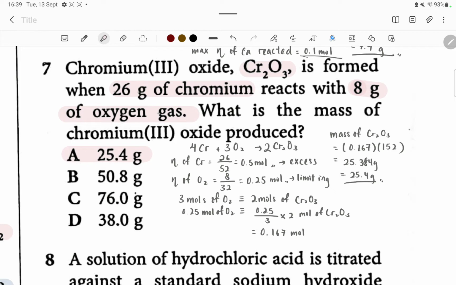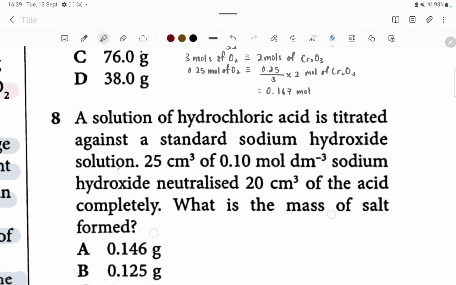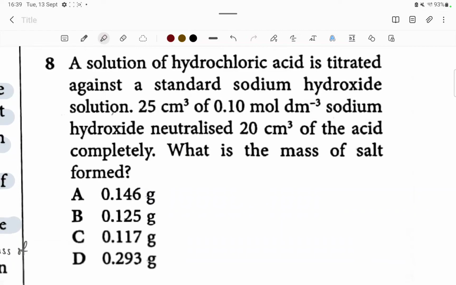Okay, last 3 questions. A solution of hydrochloric acid is titrated against a standard solution of sodium hydroxide solution. And then 25 cm cube is the volume, and then 0.1 mole per dm cube is the concentration. Neutralize the 20 cm cube of acid. And then what is the mass of salt?